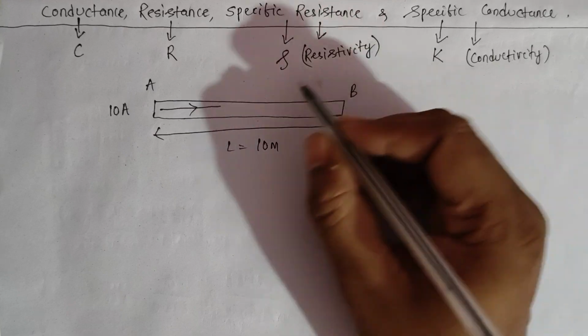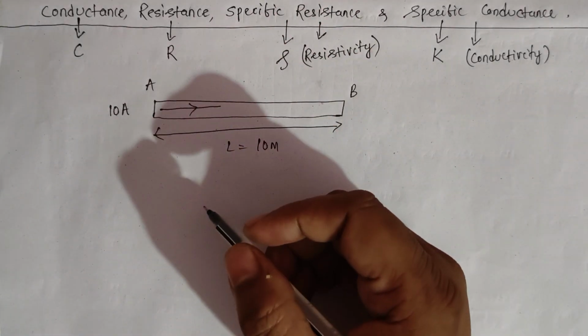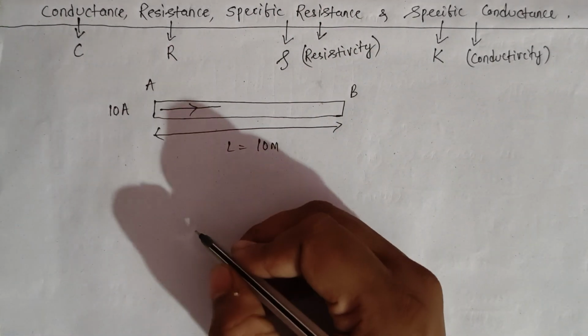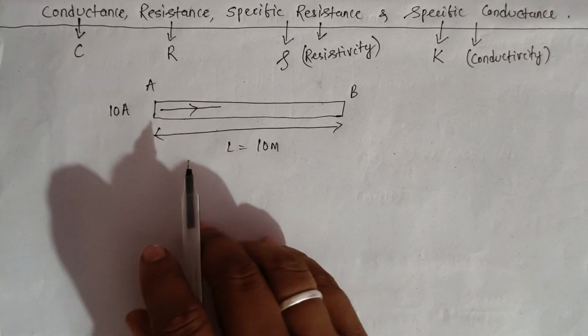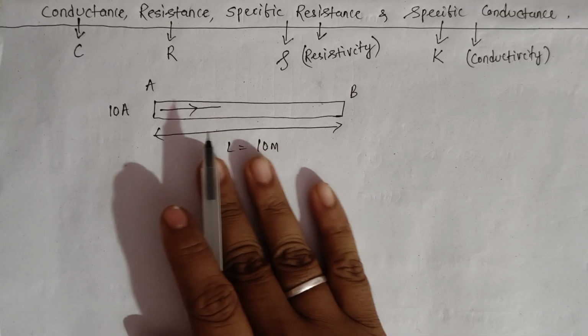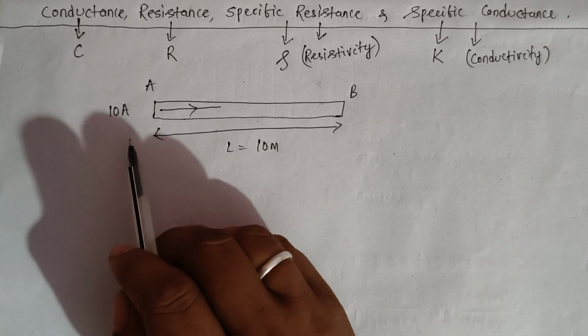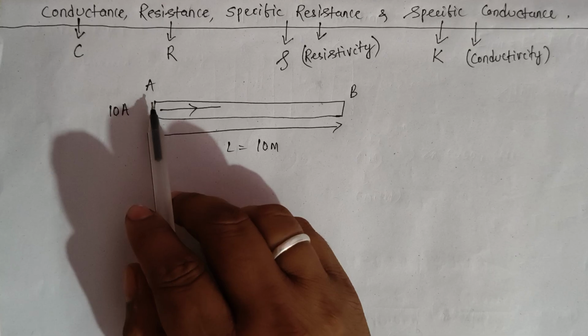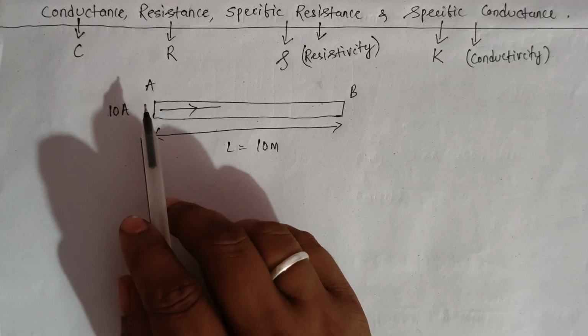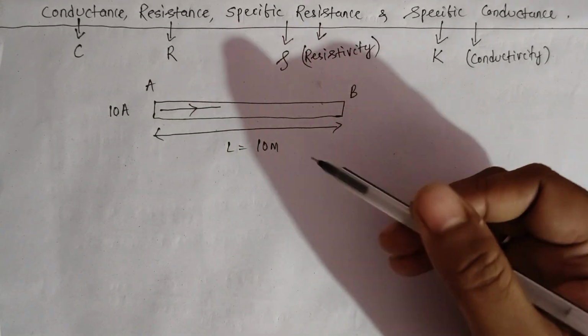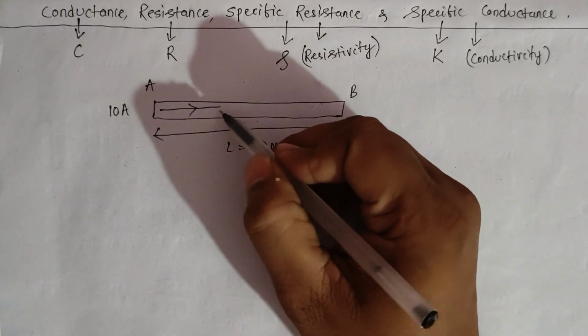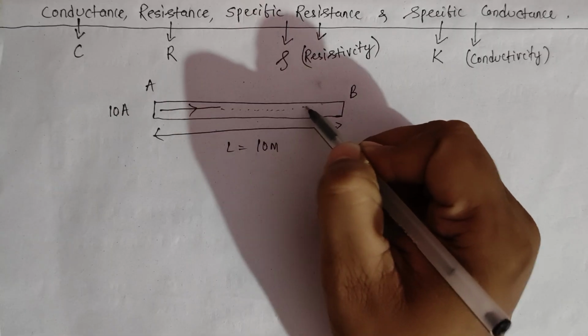If I pass a current of 10 ampere through this wire, from point A to point B, this is the input current. Within the 10 meter of distance, when I give 10 ampere of current from A to B, there is some resistance in the middle part. What is resistance?